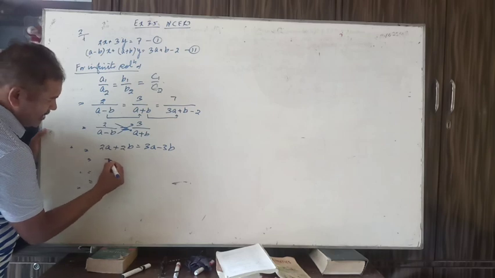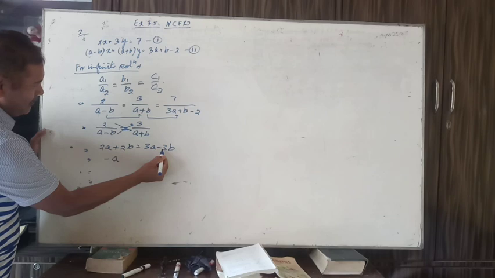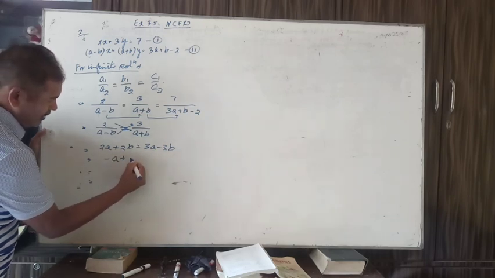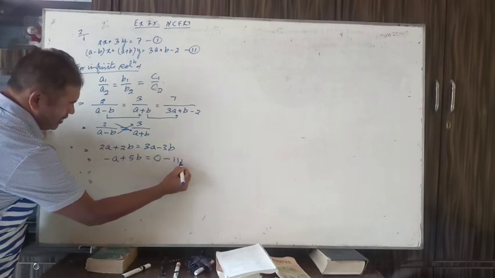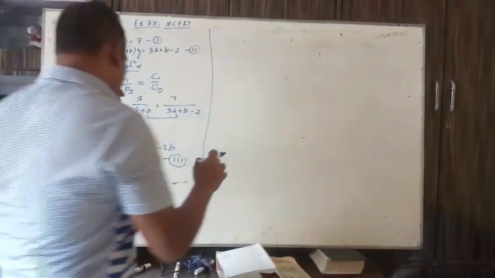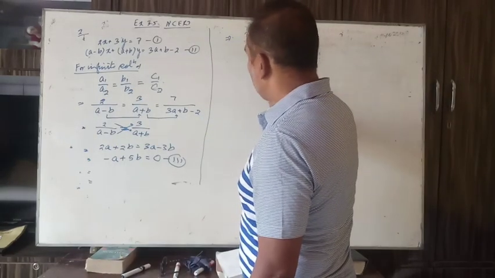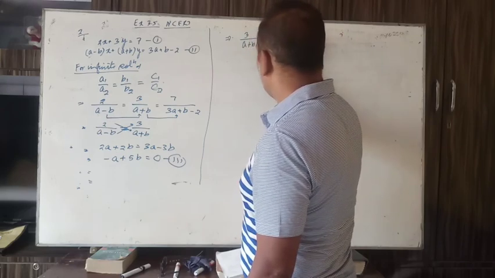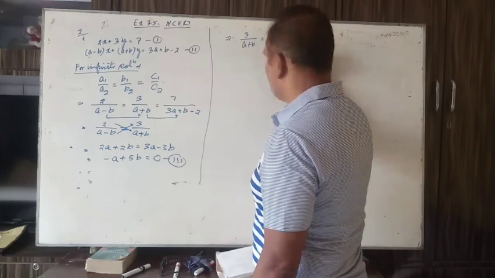2a minus 3a is equal to minus a, minus 3b plus 2b, that is minus 3b moves to this side and becomes plus 5b, so minus a plus 5b is equal to 0. This is equation number 3. Now we will compare the other two, which implies that 3 upon a plus b is equal to 7 upon 3a plus b minus 2.